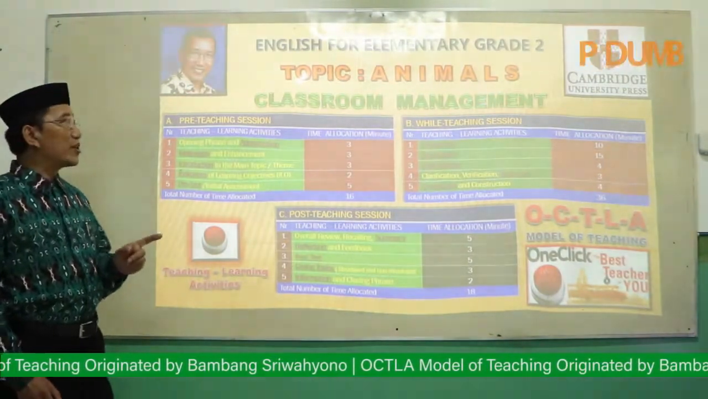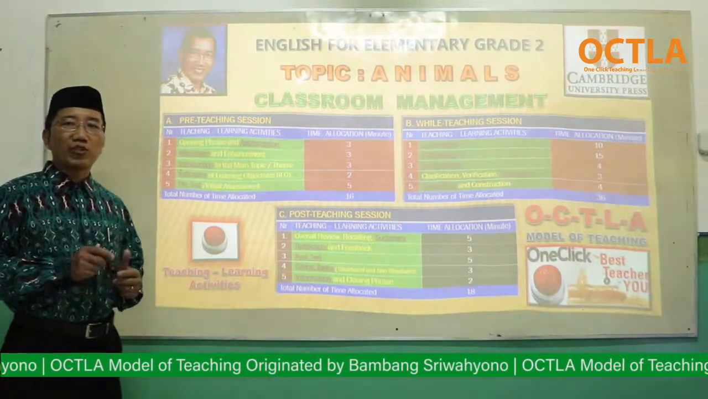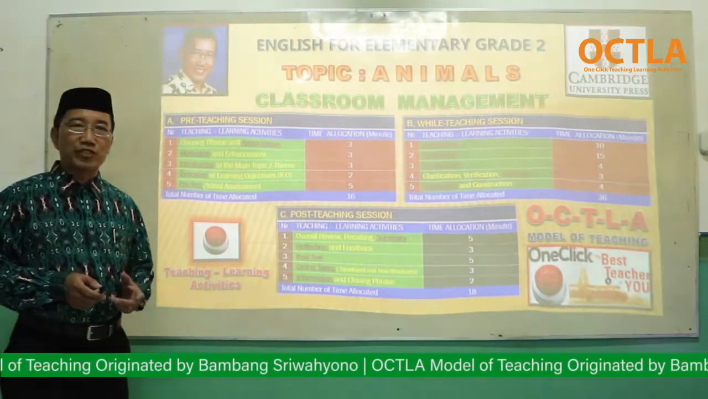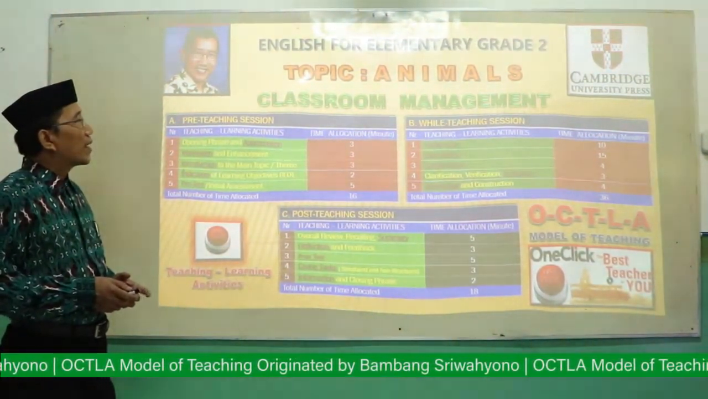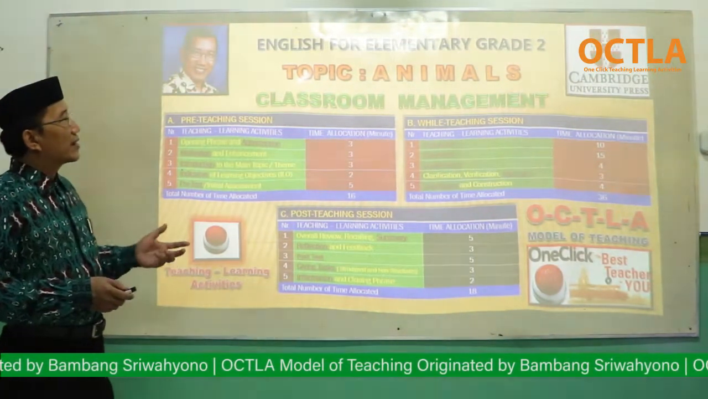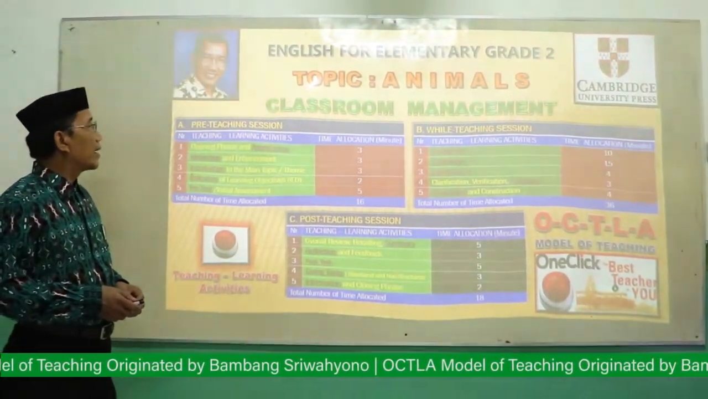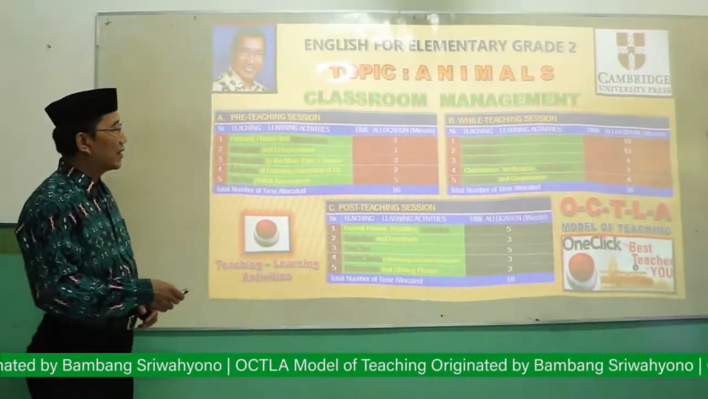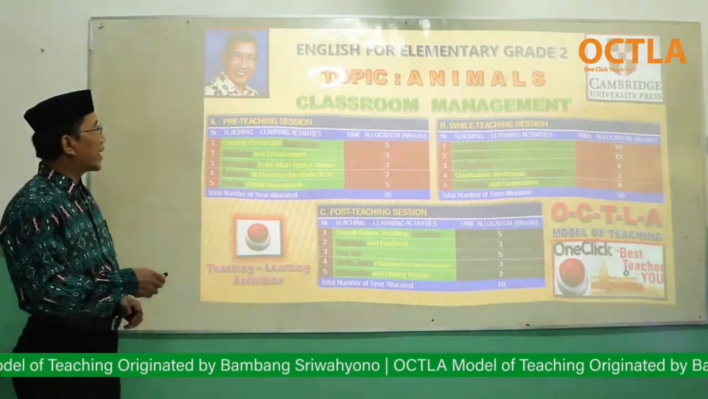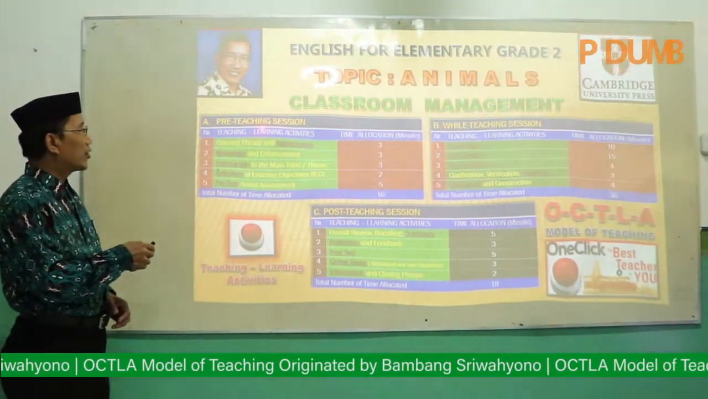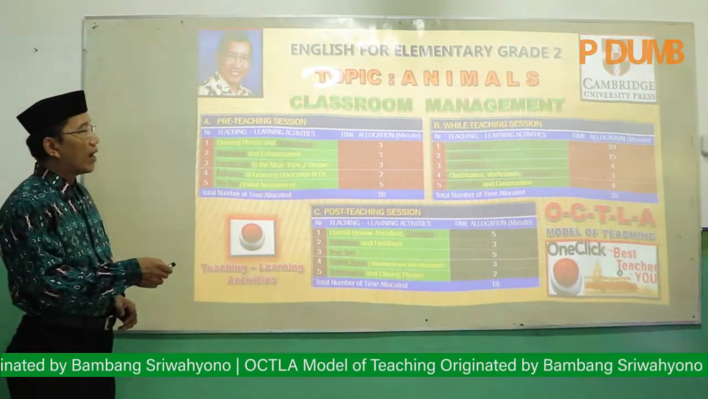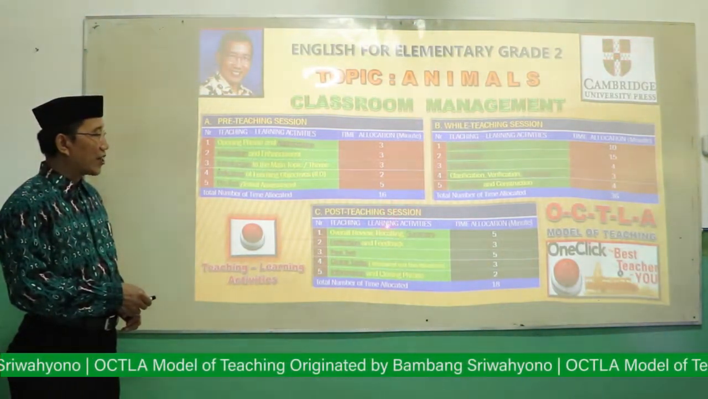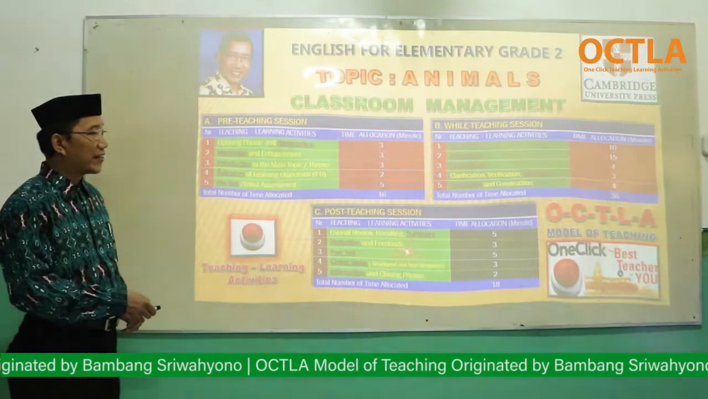Okay, now I will give you an example of how to apply the OCTLA model of teaching. For example, we would like to teach in the 2nd grade of elementary school, and we take the topic about animals. So we have 3 sessions here: pre-teaching session, while-teaching session, and post-teaching session. Once again, in each session, pre-teaching has 5 activities, while-teaching has 5 activities, and post-teaching also has 5 different kinds of activities.